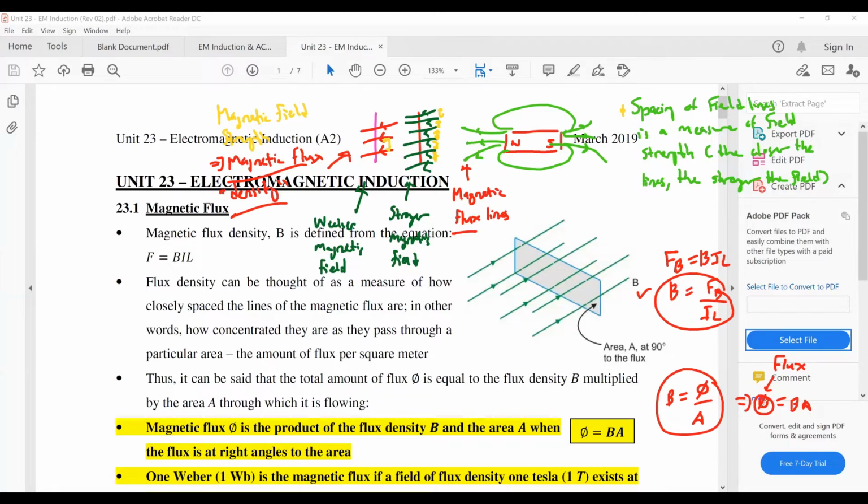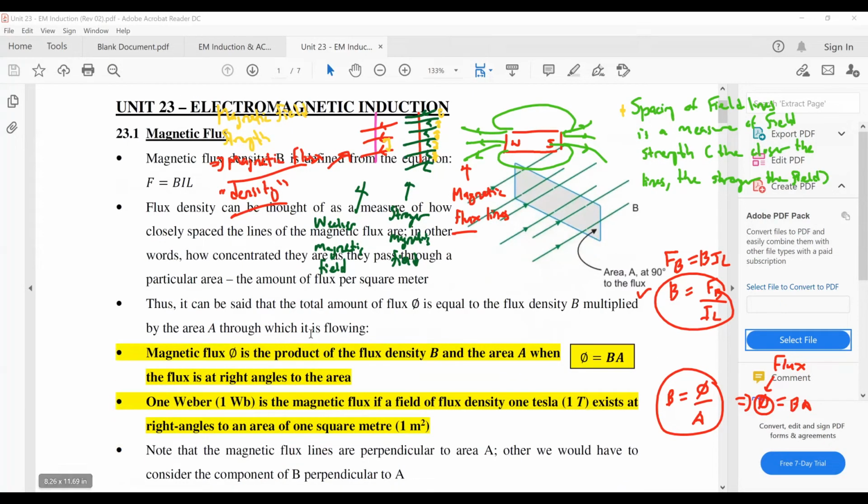So the magnetic flux is actually the product of magnetic flux density B and the area A when the flux is at right angles to the area. So that is what magnetic flux is. And magnetic flux has a specific unit associated with it. That one is Weber. If you're talking about magnetic field strength or magnetic flux density, the unit is Tesla. If you're talking about magnetic flux, the unit is Weber.